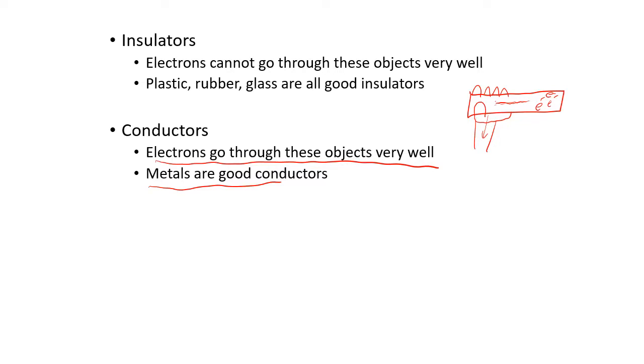Insulators, we don't want electrons to go through those objects. So this is why wires are usually wrapped in things like plastic or rubber, because we don't want the electrons to be going outside of that object. They will keep those in, they won't allow conduction to occur.